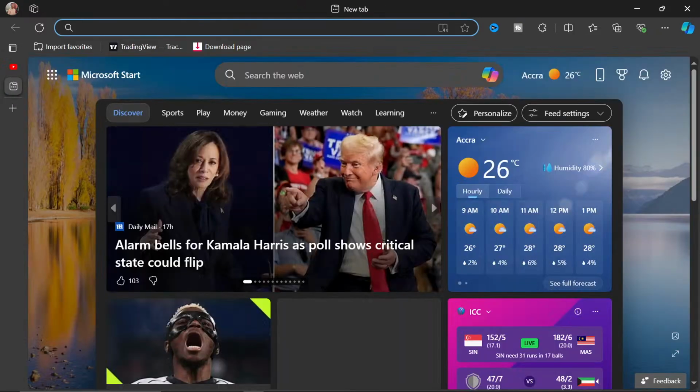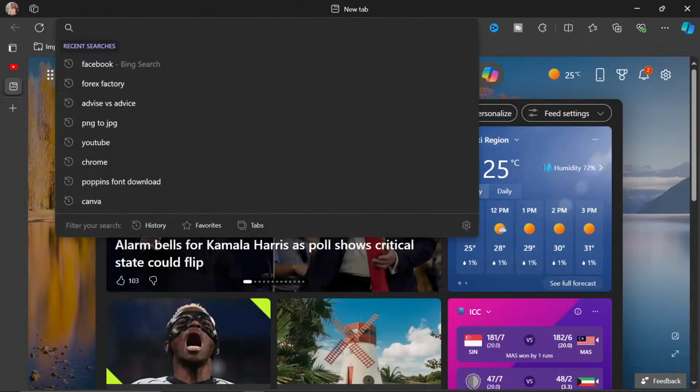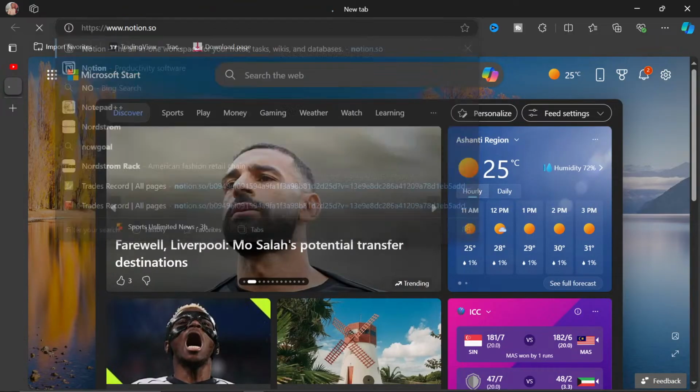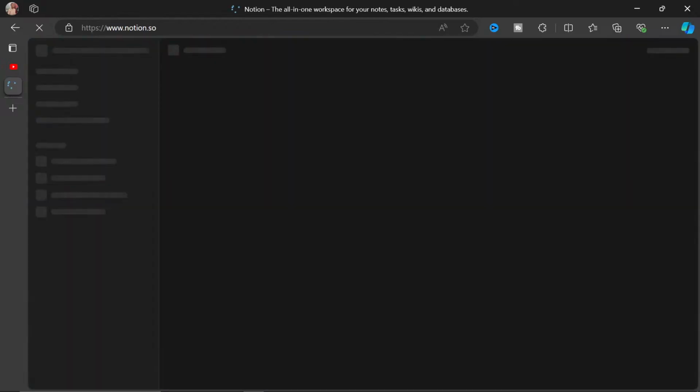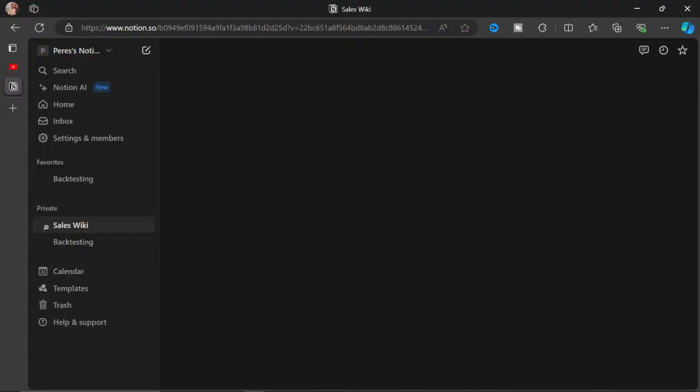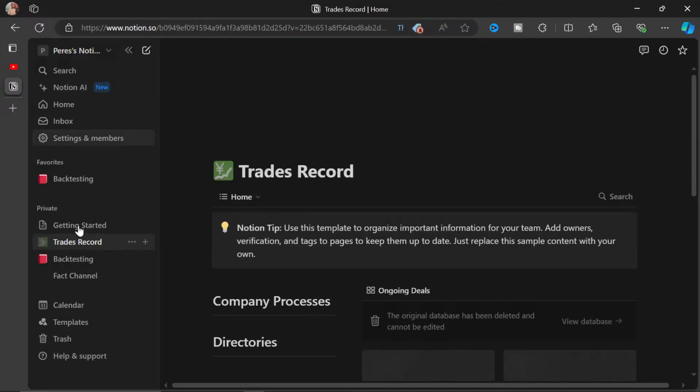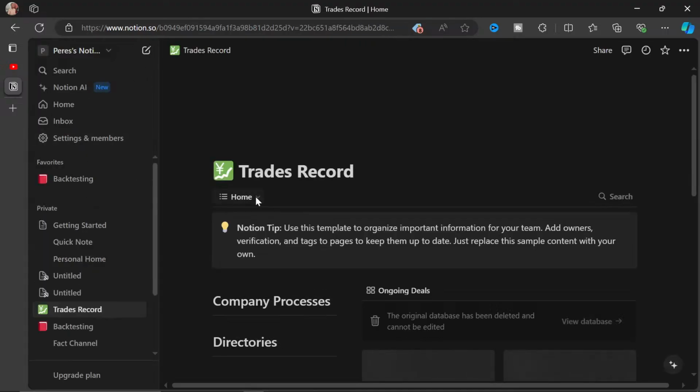So for those of you who are following my trades, I always advise you to also try and journal your trades. You can journal your trades using Notion. So you can see this was my trade from last week.